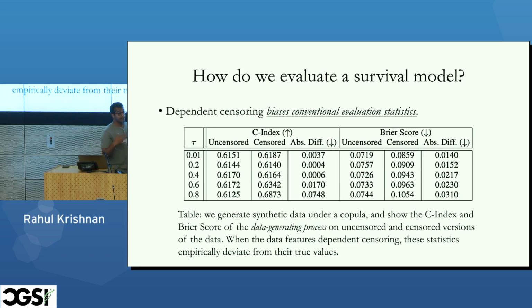So we created synthetic data where we knew what the underlying copula actually was, where the event and censorship time had varying degrees of dependence. And after that, we looked at what the C index looked like for the uncensored data as well as the censored data. And essentially, we found that they were different, even though they represented the same base set of populations that should have had the same degree of probability of ranking between pairs of patients.